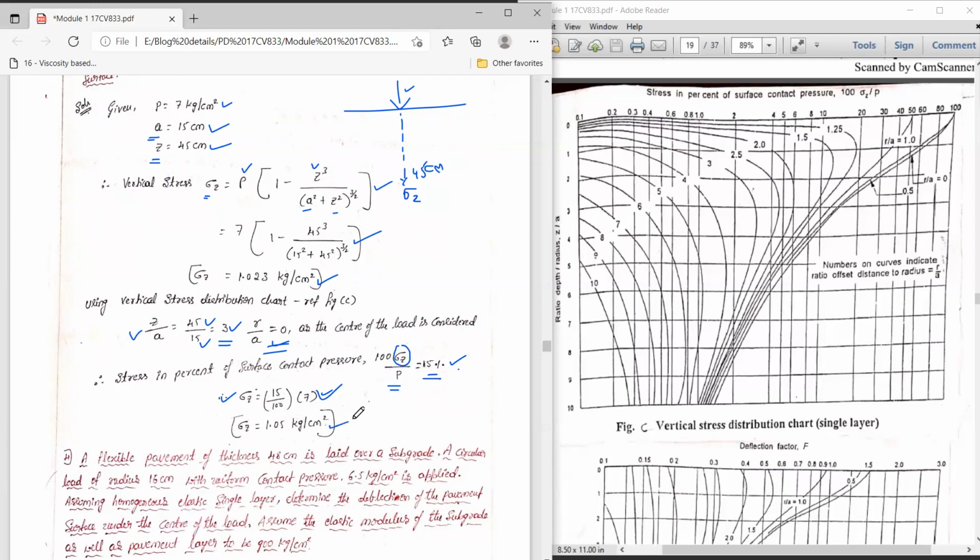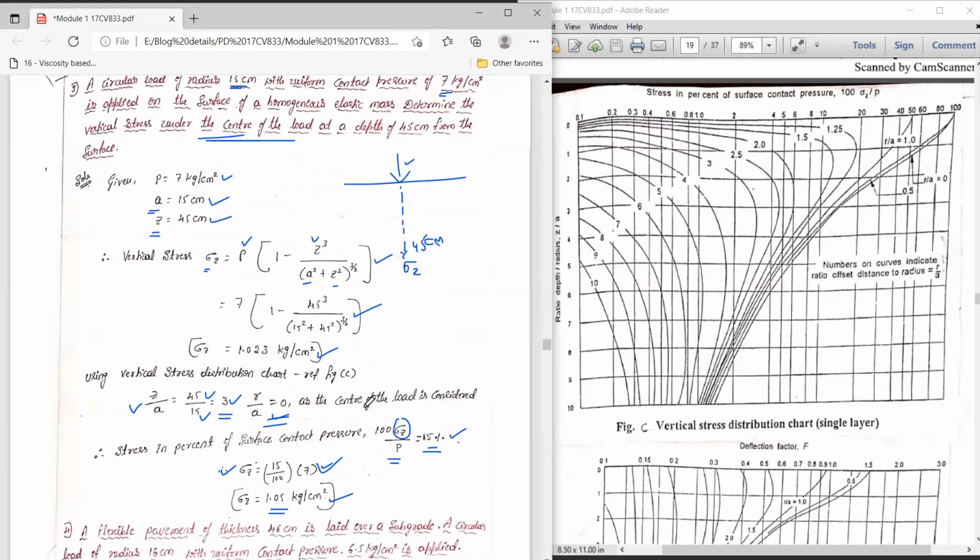And finally, sigma z is 1.05 kg per centimeter square. This value we obtained by solving through graph. If you use the formula, the value is 1.023. Without formula, by using the graph, the value is 1.05 kg per centimeter square. Both are nearer values. And this is how you need to solve the problem.